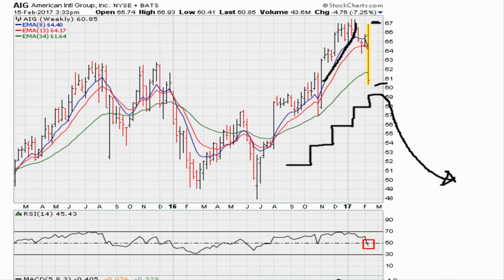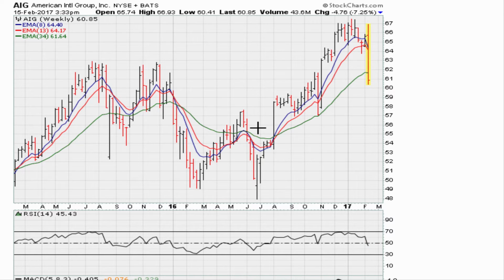Here we can see that it is moving below RSI 50 for the week. Hence we are seeing a huge reaction lower. Again, that's not the purpose of this video.